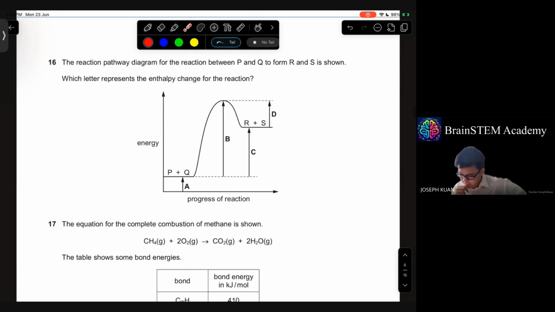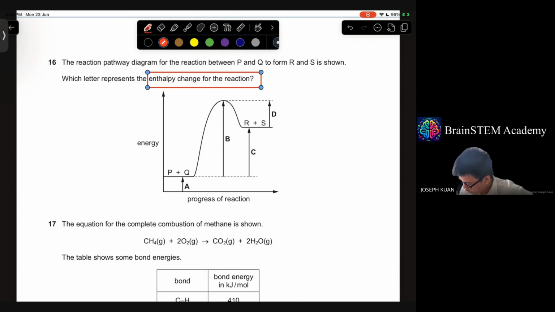Let's go to 16. The reaction pathway diagram for the reaction between P and Q to form R and S is shown. Which letter represents the enthalpy change for the reaction? Enthalpy change refers to the energy difference between the reactants and the products. This is the reactant, this is the product. So C is the answer. Right, the energy difference here.